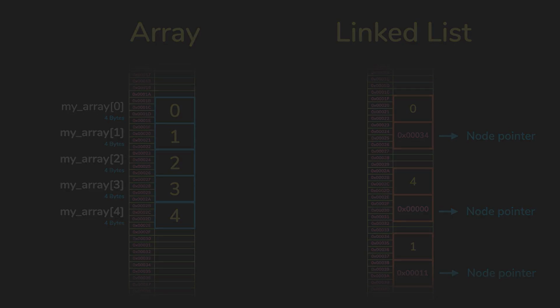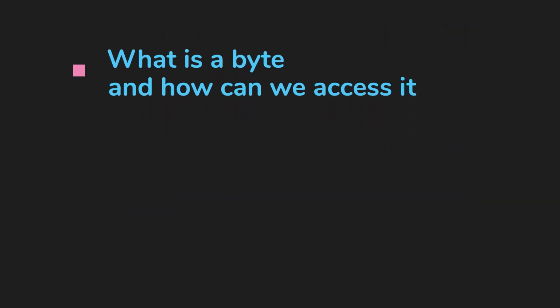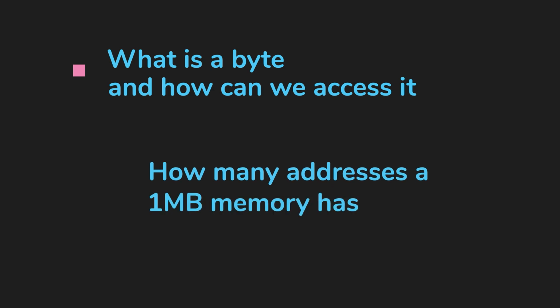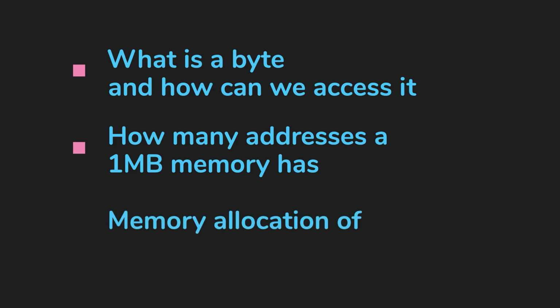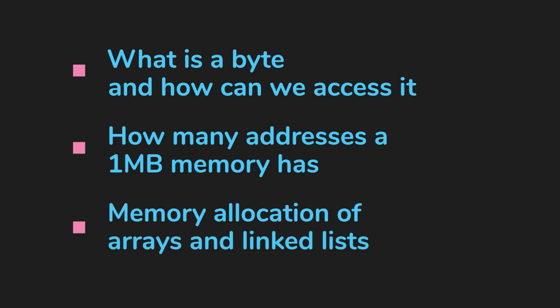All right, so far we talked about what a byte is and how we access it. We also learned how to calculate the number of addresses of a 1 megabyte memory, and also looked at different ways of memory allocation in arrays and linked lists. All right, so now you have a high-level view of how your programs interact with memory. You're now ready to tackle other data structures. All right, I'll see you in the next one.